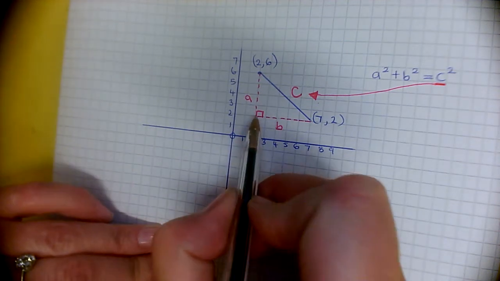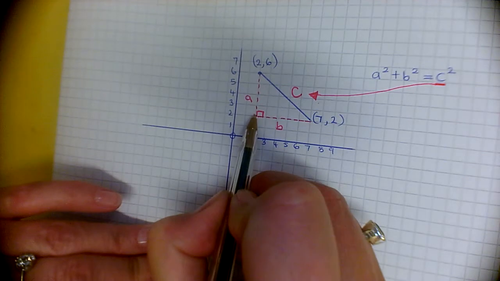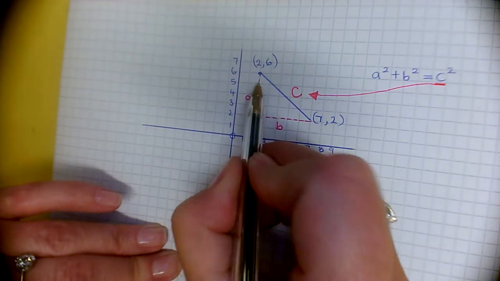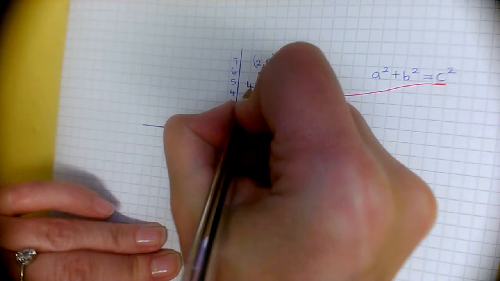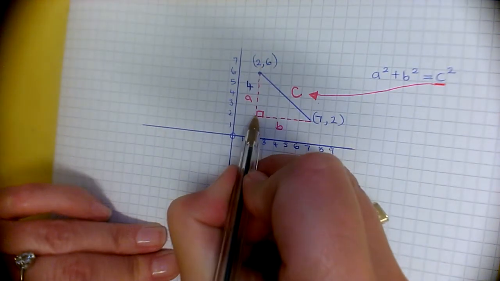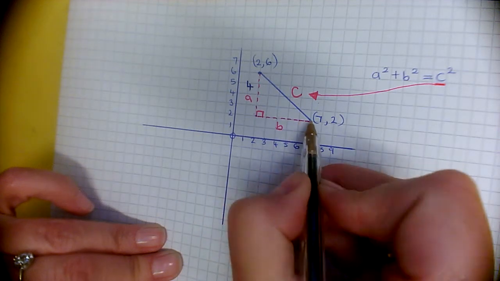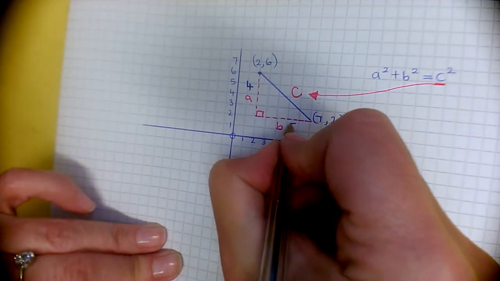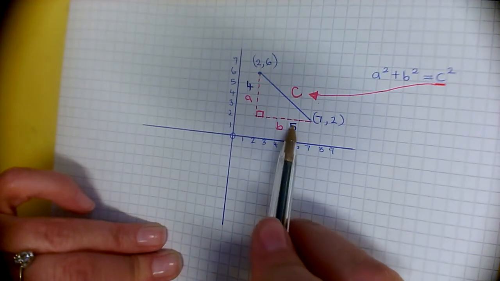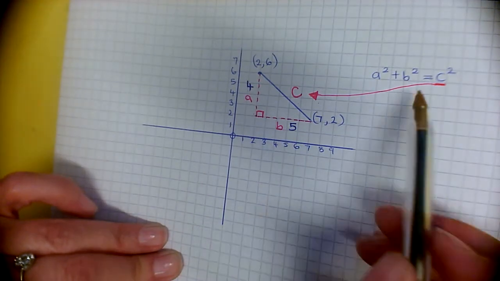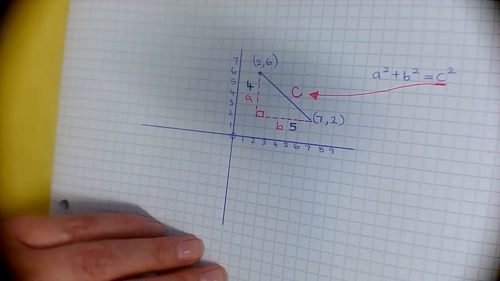So if I count the squares from this corner here up until the point on my line, I'm going to count 1, 2, 3, 4. So this length here is 4. And I'm going to count across here from this point here again, 1, 2, 3, 4, 5. So this length here is 5. And now I've got a value for A and a value for B, and I'm going to substitute those into my formula that I've got up here on my right hand side.